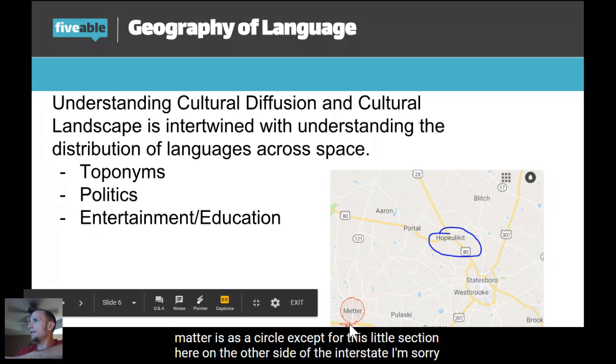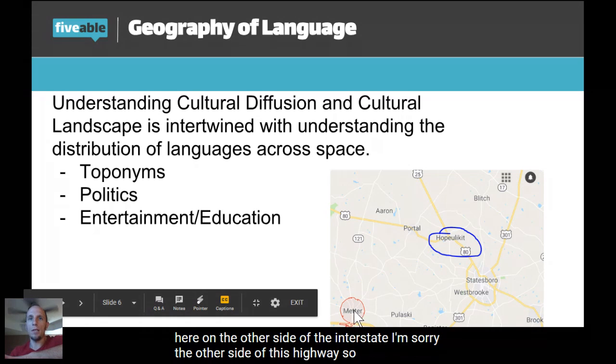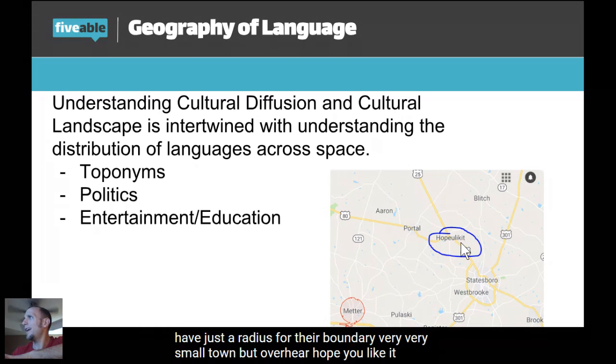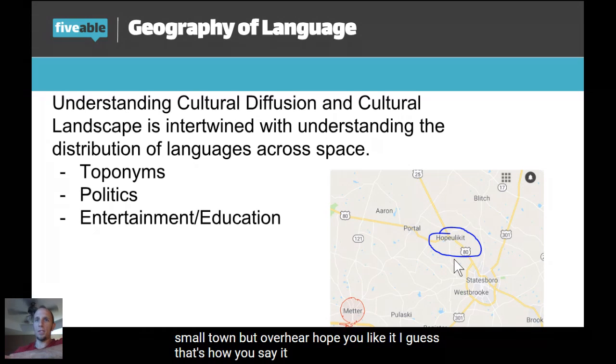I'm sorry, on the other side of this highway. So obviously they have just a radius for their boundary. Very, very small town, but over here, hope you like it. I guess that's how you say it. Interesting place. I was wondering how in the world did this place get its name? Toponyms, place names.